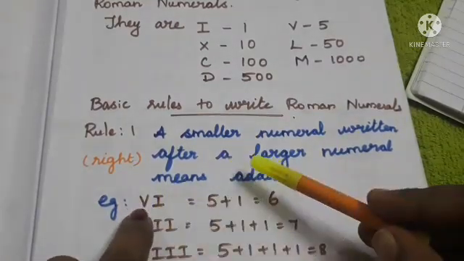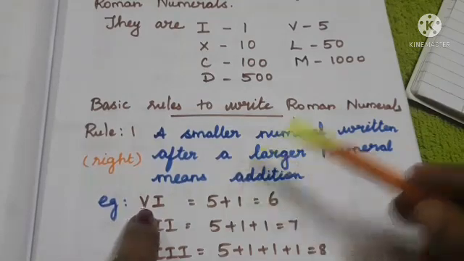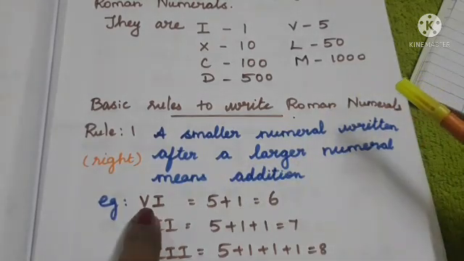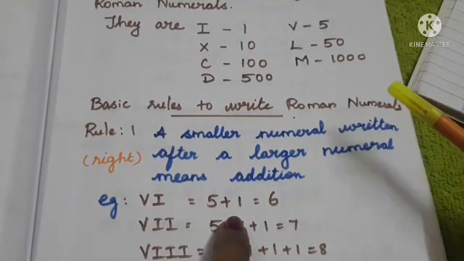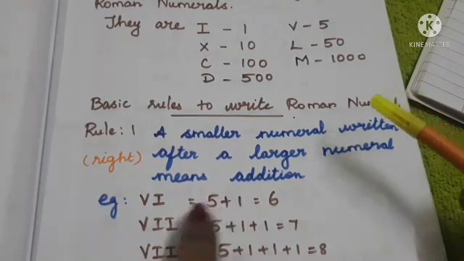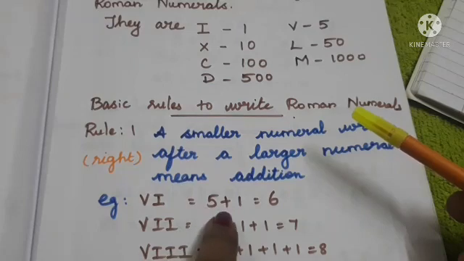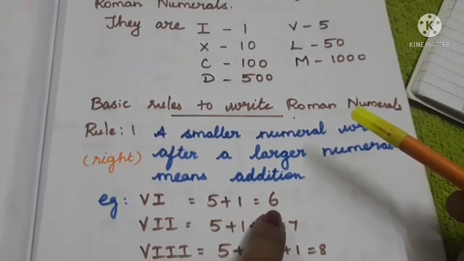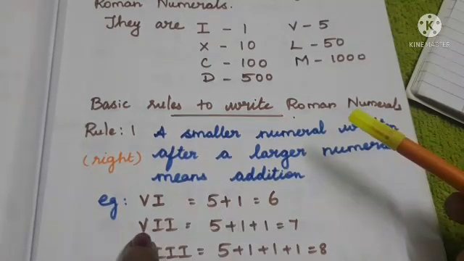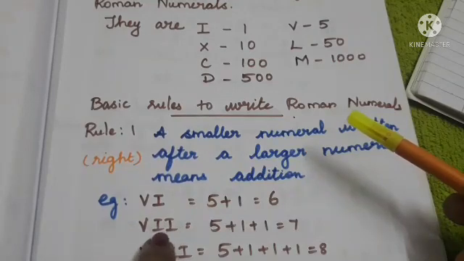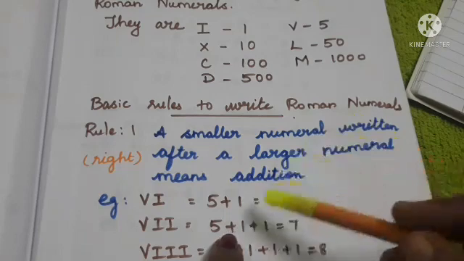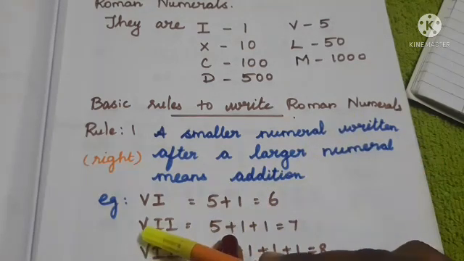Here V is the larger numeral. At the right side of the larger numeral we have written the smaller numeral. If it is like this, you have to add. This is the first condition. So V plus I, that means 5 plus 1, you will get 6. Next, VII. V means 5, then plus, because here V is the larger numeral.